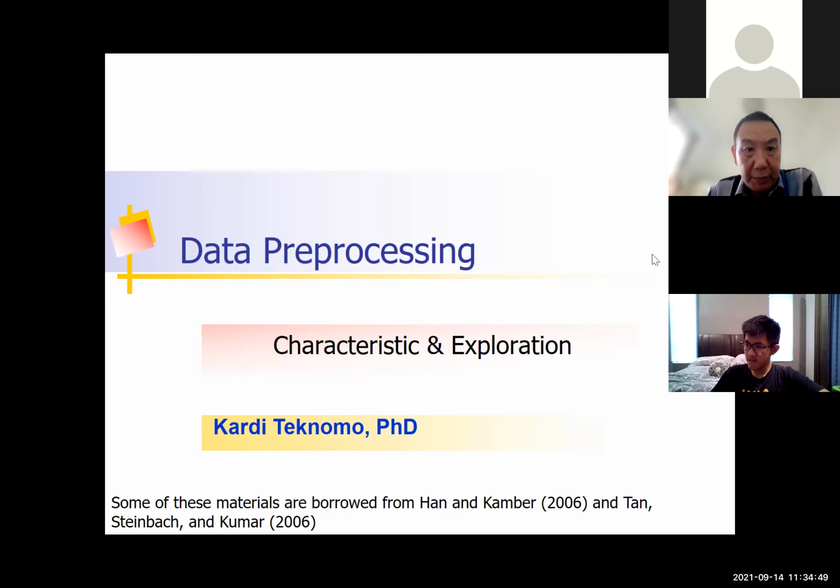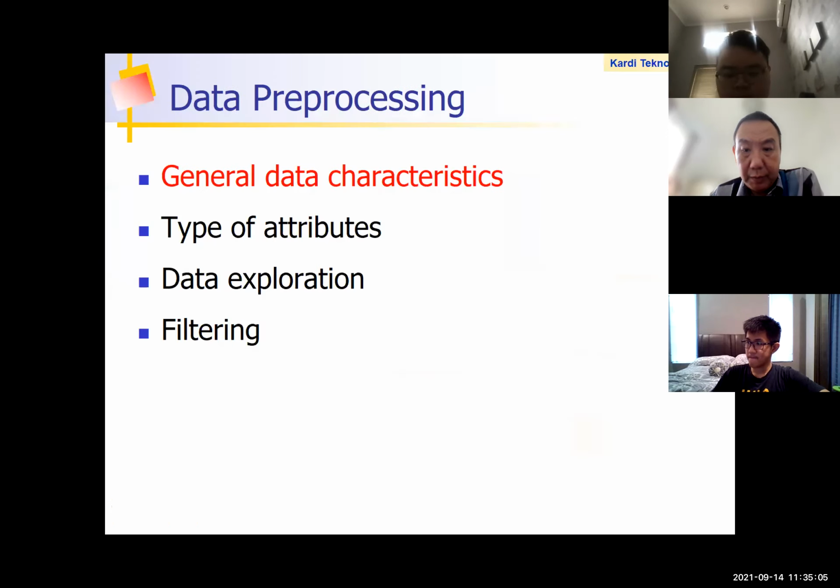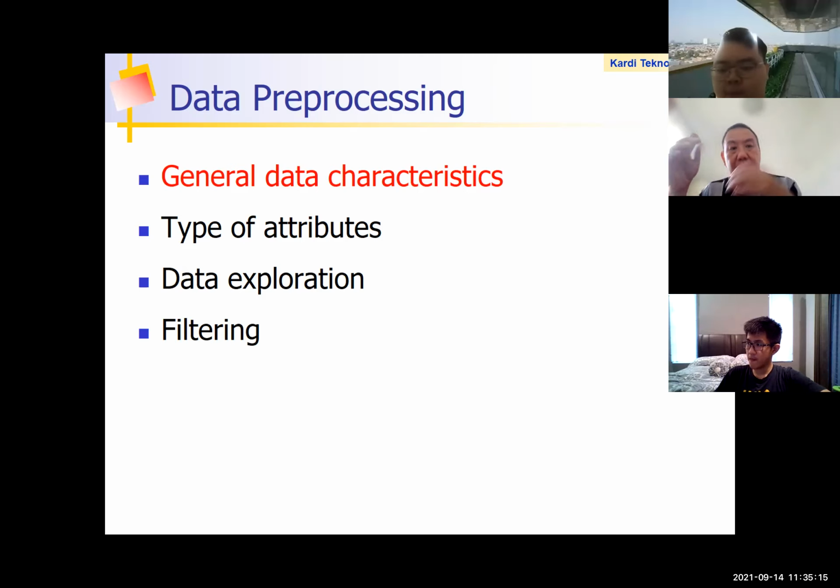So today we'll discuss data pre-processing. You can get the slides in Google Classroom. What we will discuss is actually four things. First is the general characteristics of data, and then we discuss the types of attributes, data exploration, and finally we discuss filtering.